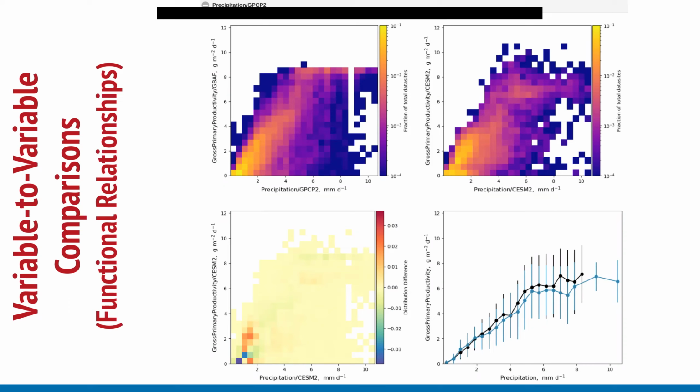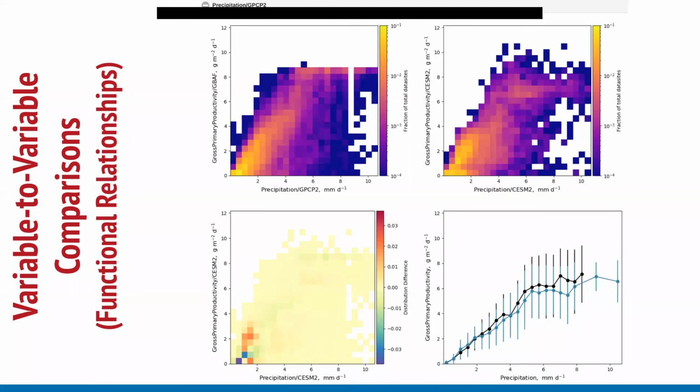Then we've plotted this variable to variable comparison as a histogram globally so that we can see how well the model lines up with the shape of the curve of GPP versus precipitation that we get from observations.